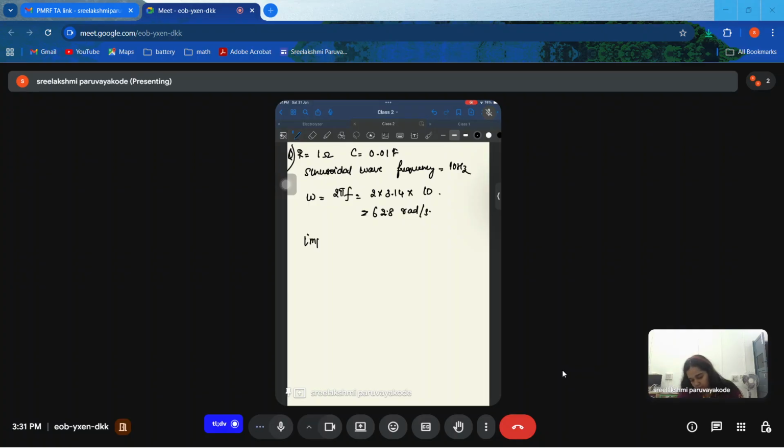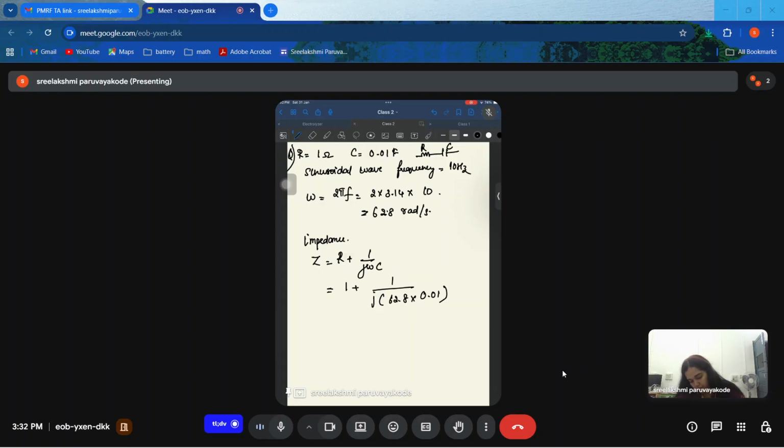Now, what about impedance? We are going to take the case where a resistor, sorry, I haven't given the figure. There is R and a capacitor in parallel. So what is going to be the impedance? You have both resistor and capacitor, so the impedance is going to be the sum, R plus 1 by j omega c. R value is 1 ohm, and j omega is 62.8, and c value is 0.01 farad.